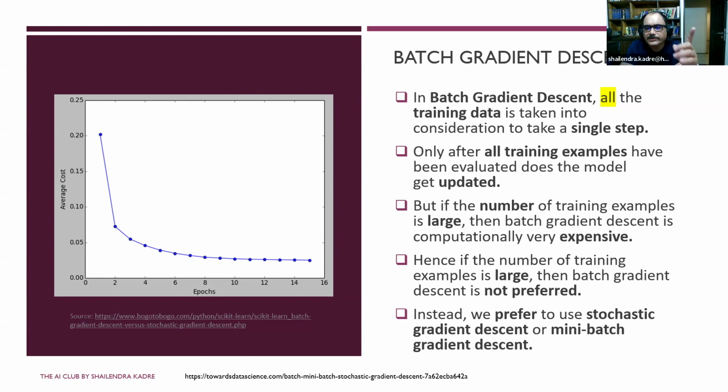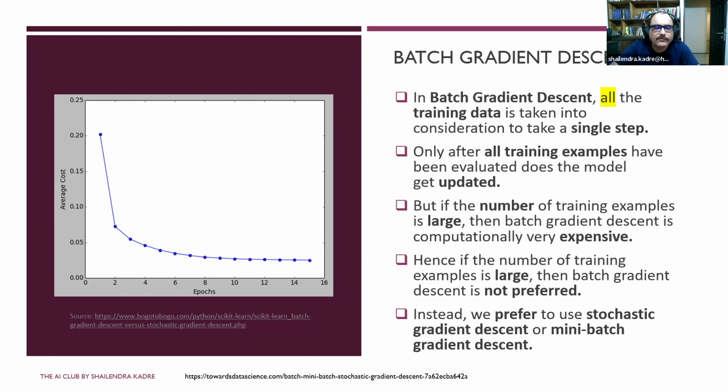One time. Second time it comes, we'll do the same thing. So obviously, if your training data, the number of observations, is very large, you cannot use this method. Then we go for either something called stochastic gradient descent or mini batch gradient descent. So batch gradient descent is understood.